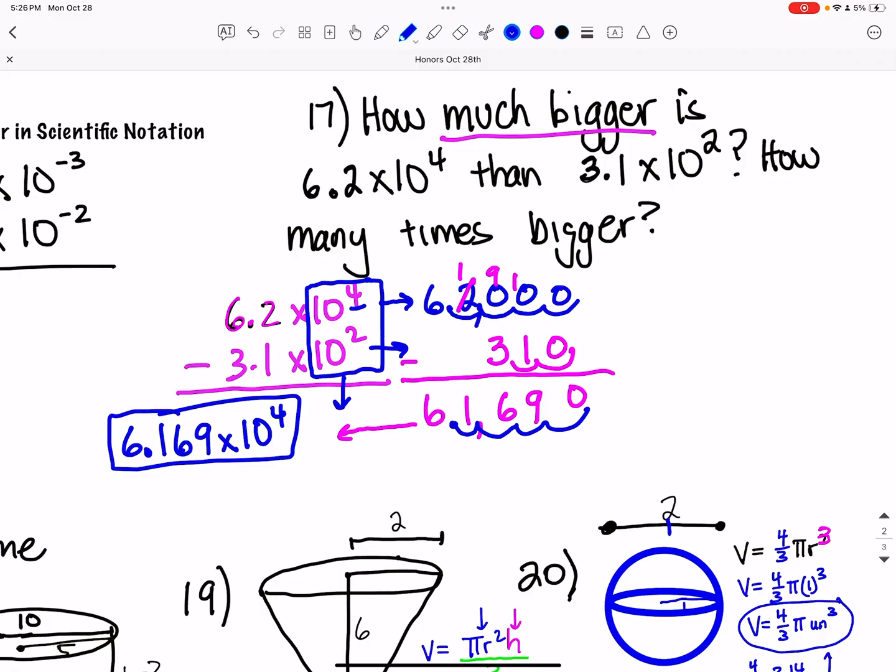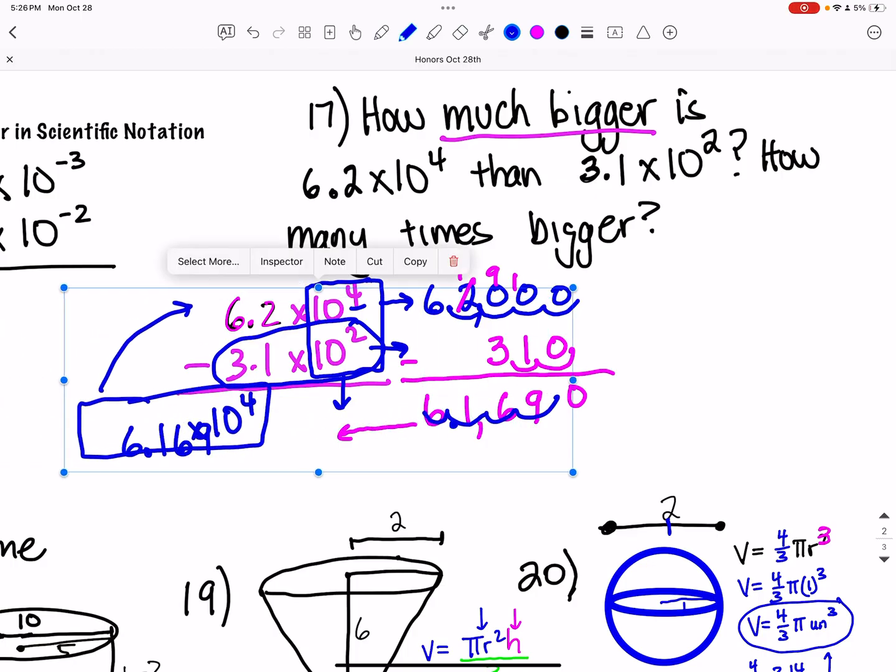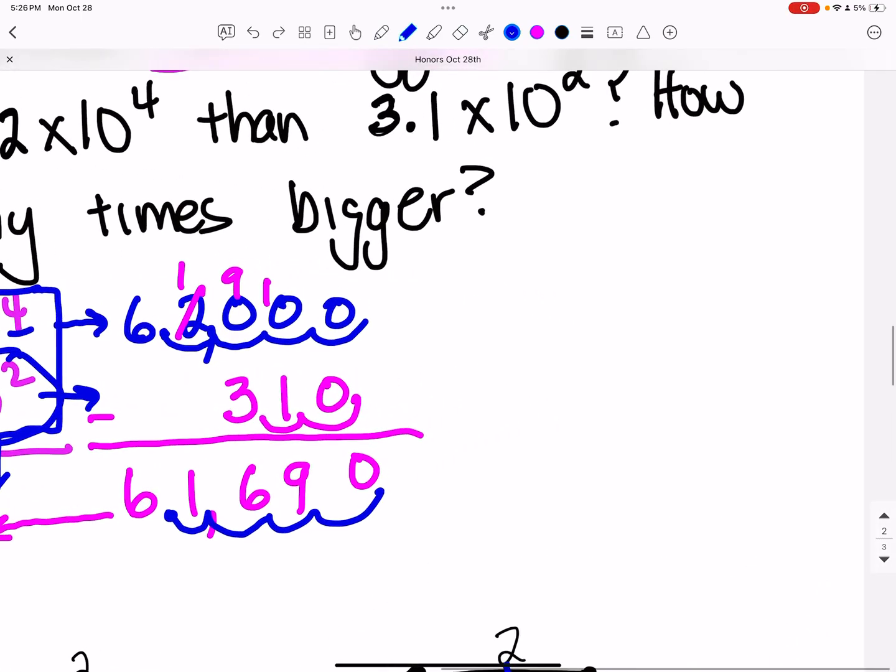So that's almost where we started. So this actually ended up subtracting almost nothing compared to the first one. It's so many times smaller than that. Okay, well, how many times smaller than it is it? Let's see, how many times bigger?